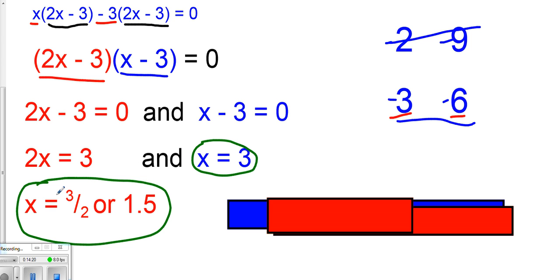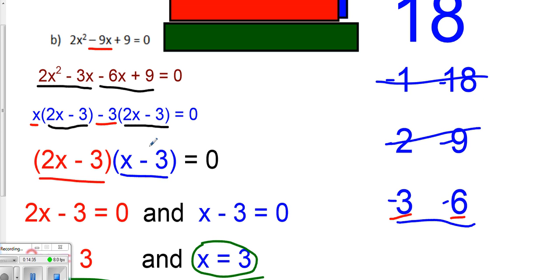So you can either say x equals 3 halves or 1.5, and the other one that makes it work is x equals 3. These are the two solutions, or the two values of x that you could plug into this equation and make it true. And if you can plug it into this equation, you can also plug it into this equation, and it'll make it true as well.